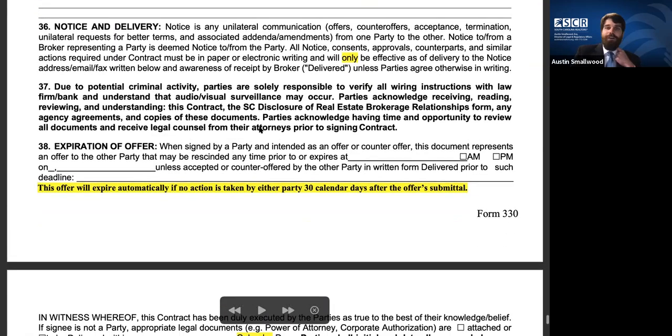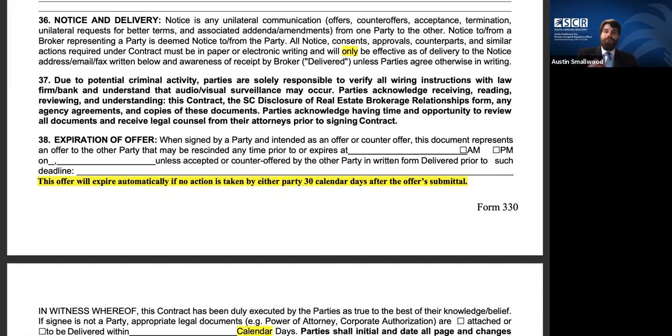A reminder with paragraph 37 that you're not going to wire or email wiring instructions. Understand that there can be surveillance, and make sure that everyone is looking at that disclosure of brokerage relationship form and agency forms, and that your client has a copy of all those, has been given an adequate explanation of them, and has been referred to legal counsel for any questions.